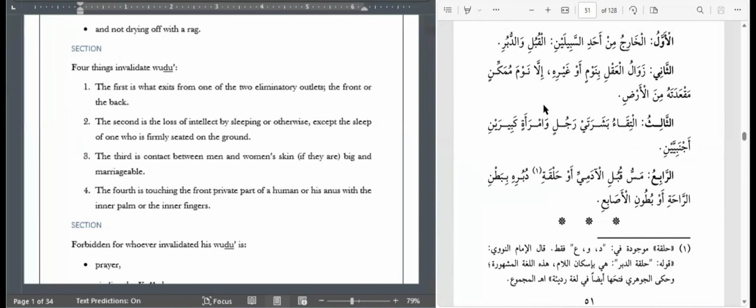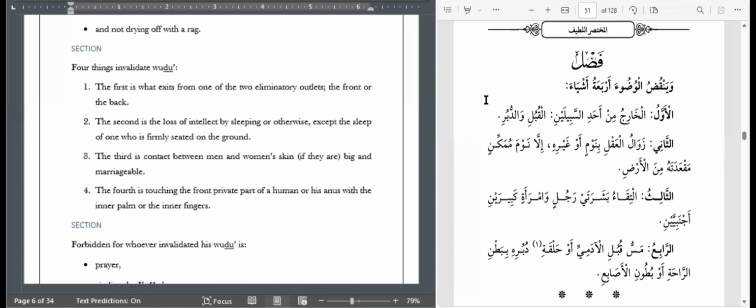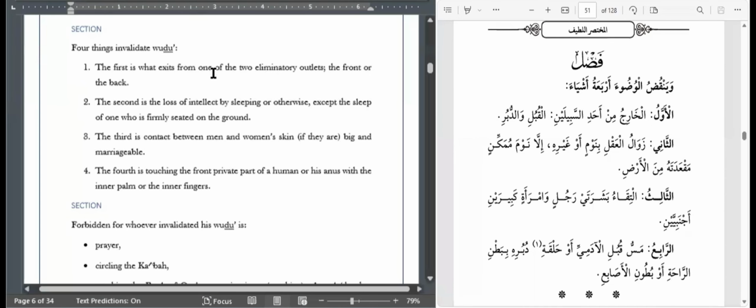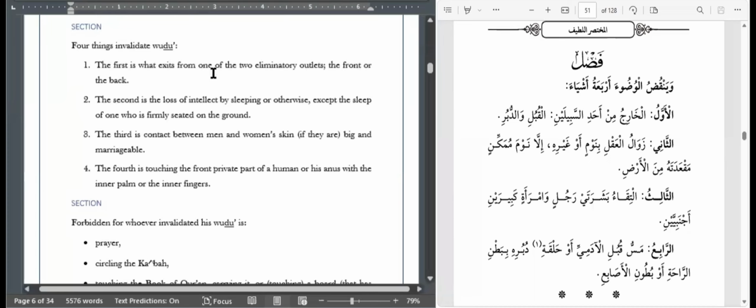And so the author says, section, rahimahullah ta'ala, 4 things invalidate wudu. That's the Shafi'i school. The first is what exits from one of the 2 eliminatory outlets.